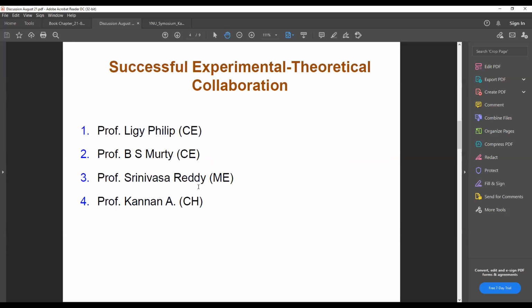So first, let me talk about a very successful collaboration between the civil engineering, mechanical engineering, and chemical engineering departments. We all brought a different set of skills, and they combined in a very nice manner, and we were able to address a very important environmental issue. So I'll explain about that.